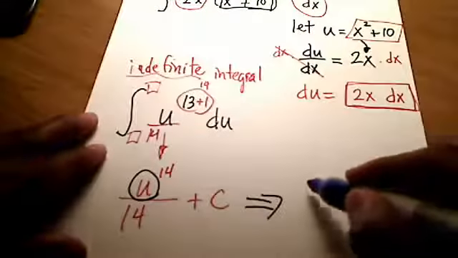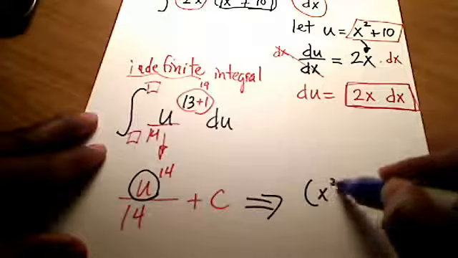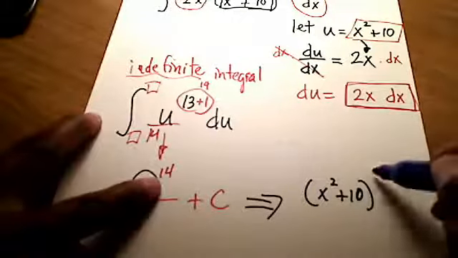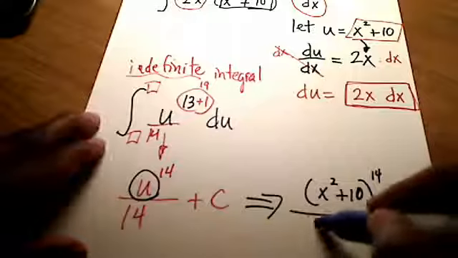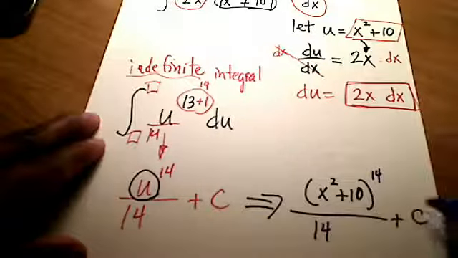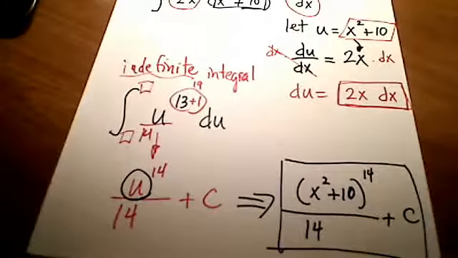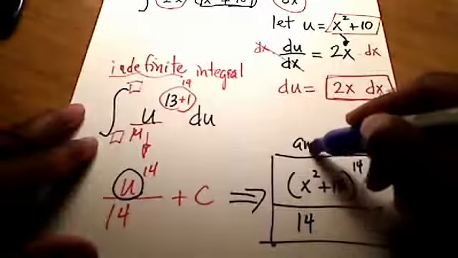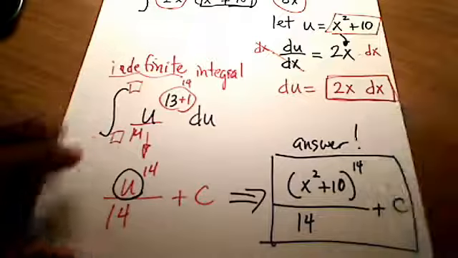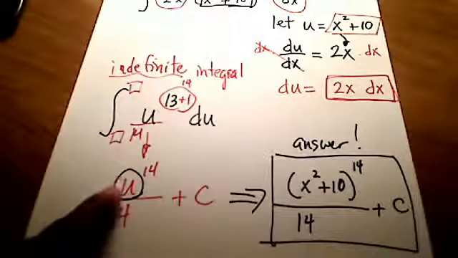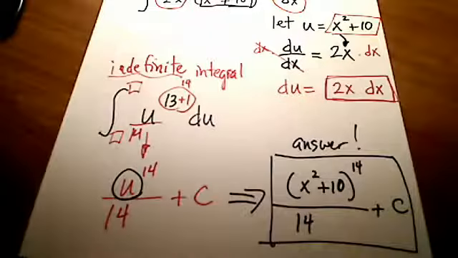So my final answer is going to be x squared plus 10, this quantity raised to the 14th power all over 14, plus some constant C. And there is my final answer. Now I've got my final answer in terms of x instead of in terms of u. That's called integration by substitution.